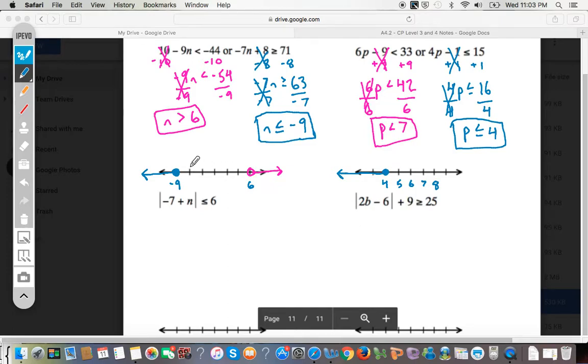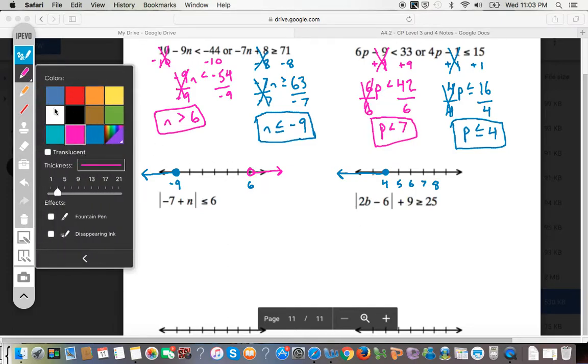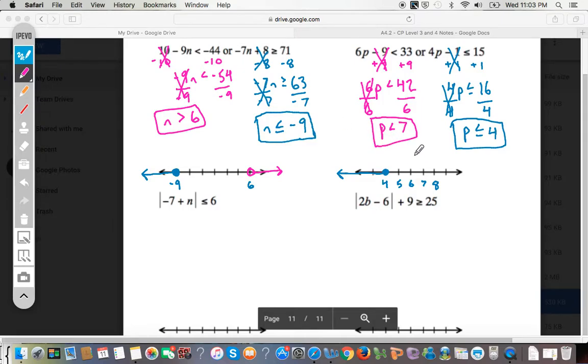Okay? So I also have p is less than 7. So I have an open circle here. So p is less than 7. Well, that's all of these numbers in this direction. But what about 4? What about 3, 2, 1, 0, -1, -100, -1,000,000? Does that also satisfy this inequality? Yes. So what I'll do, I'll just go right over top of this line. Okay, so that's my solution for that one.